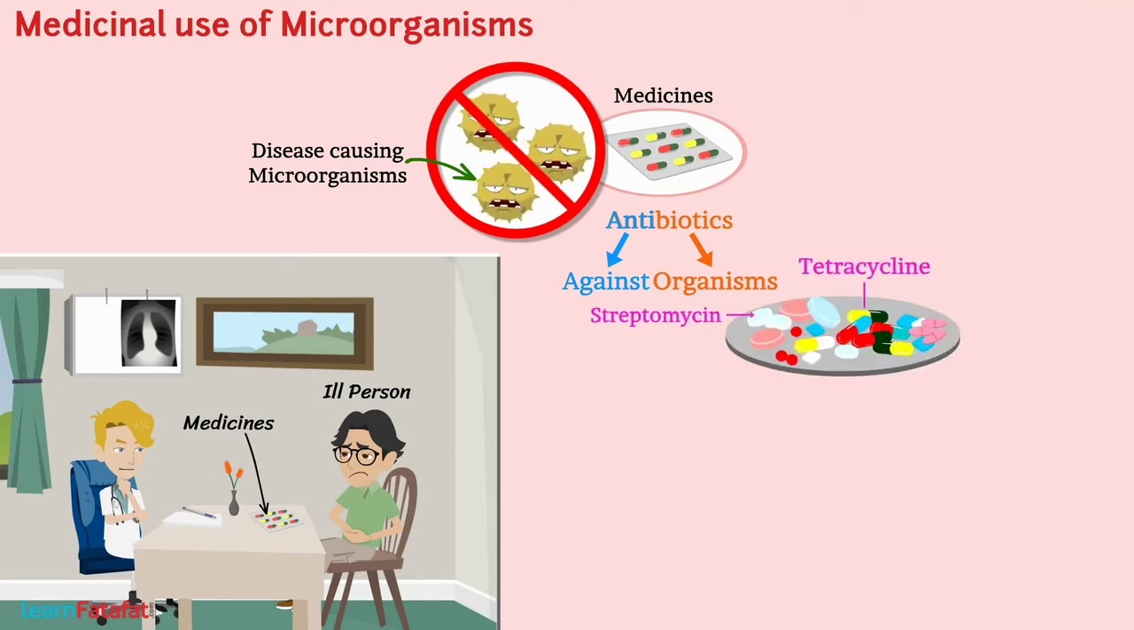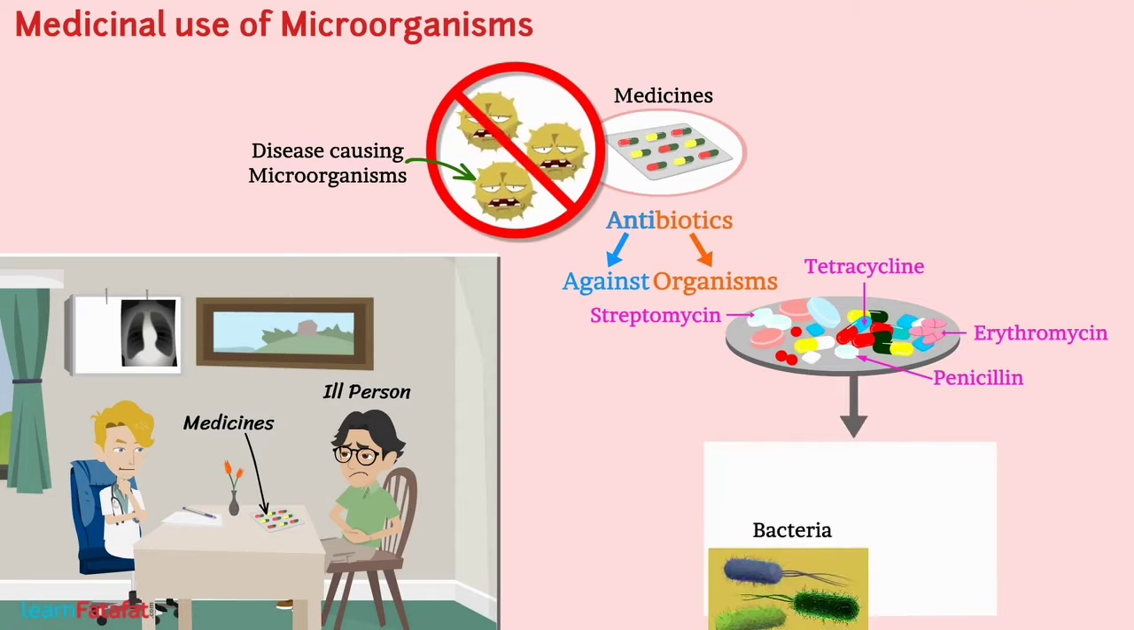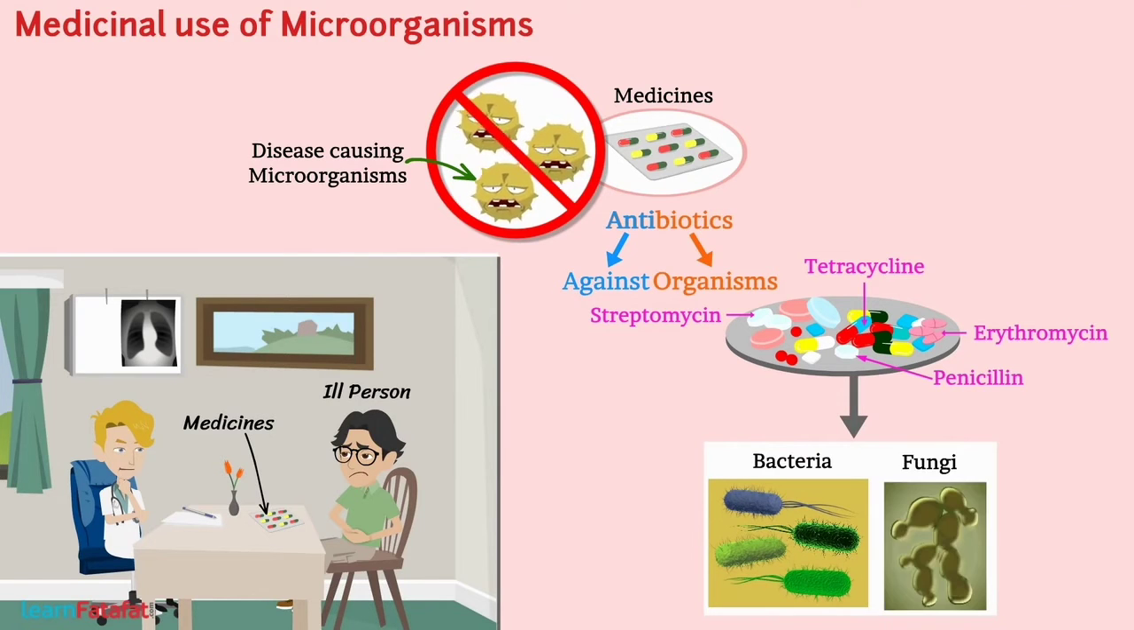Streptomycin, tetracycline, erythromycin, penicillin, etc. are some of the examples of antibiotics. These antibiotics are produced using bacteria and fungi.